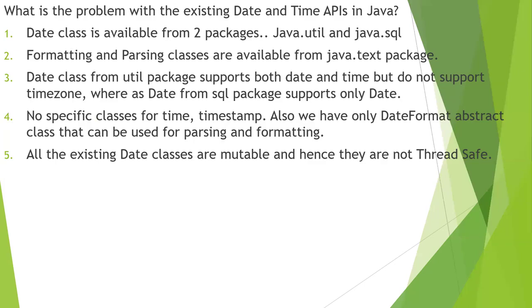So, before Java 8, date classes in Java were available in two packages. What are those two packages? The java.util package, and also the java.sql package. So the date classes are available from these two packages, but the formatting and parsing classes are available from the java.text package, which is completely different from these two.